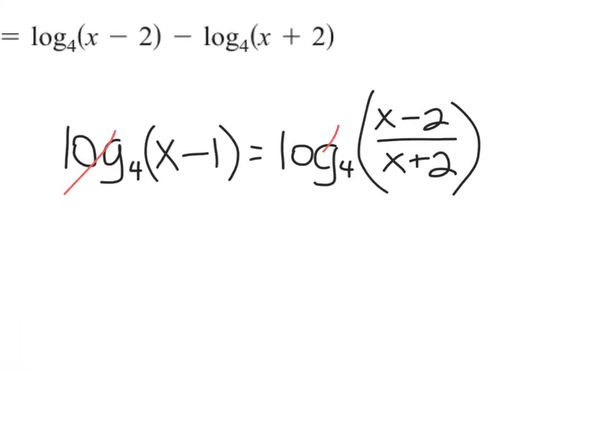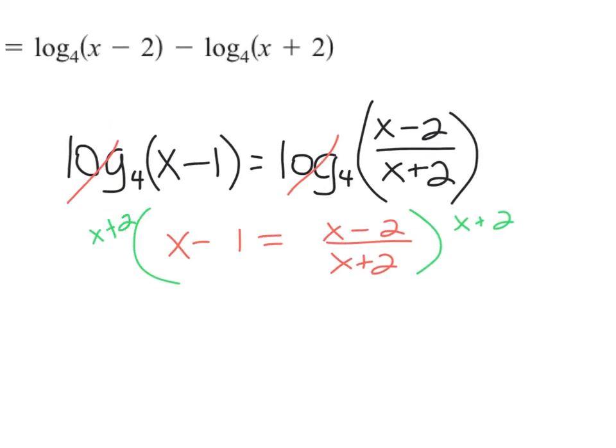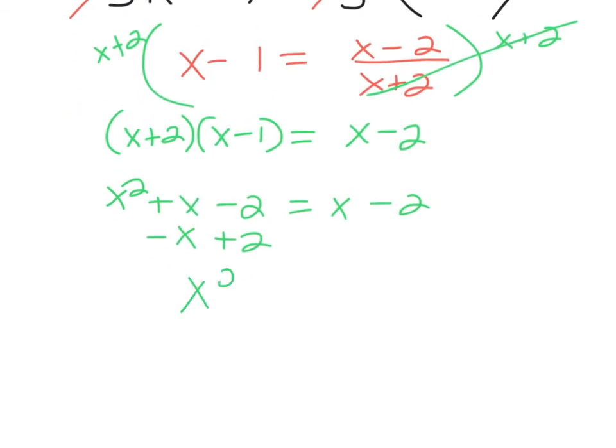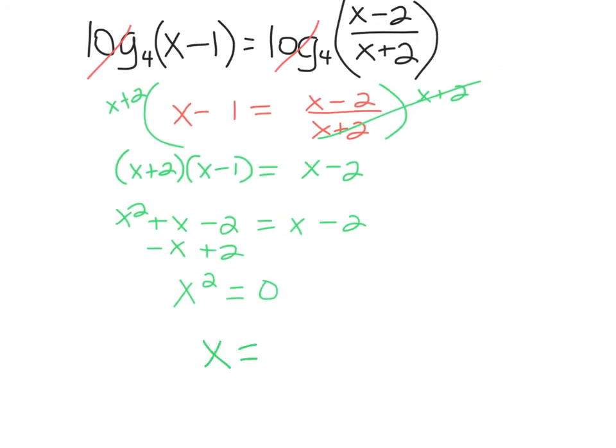This is where you can do the one-to-one property. So I get here, I'd multiply both by x plus 2. I'd FOIL this one out. These cancel. x minus 2, x squared plus x minus 2. Subtract the x, add the 2. And I get x squared equals 0 for this one, right? So if I solve that, I get x equals plus or minus 0, or x equals 0.